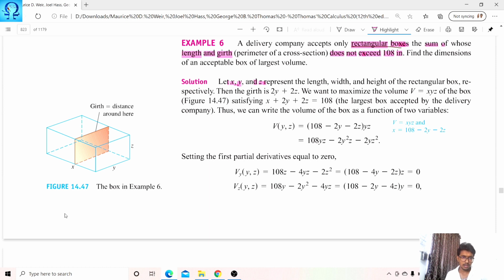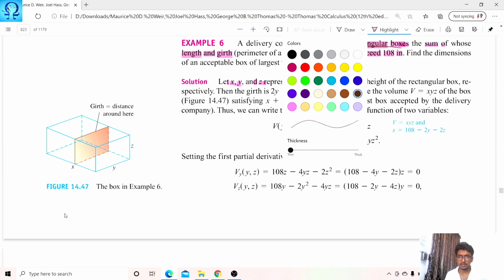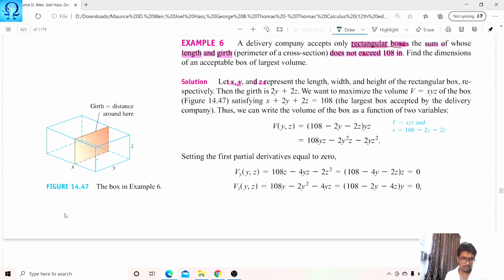Then the girth is 2 times of, okay, just a minute. Yeah, if this is y, then this is y, and this is z, and this is also z. So therefore, your girth is the perimeter of this rectangle. That is y plus z plus y plus z, that is 2y plus 2z. So that is the girth. And it is given that the sum of length and girth must not exceed 108 inch. So it has to be the maximum of this quantity.